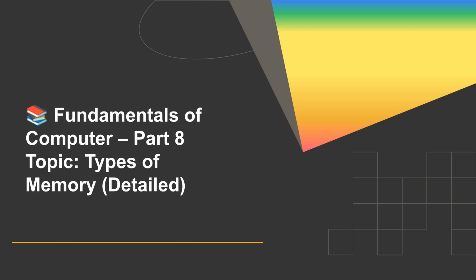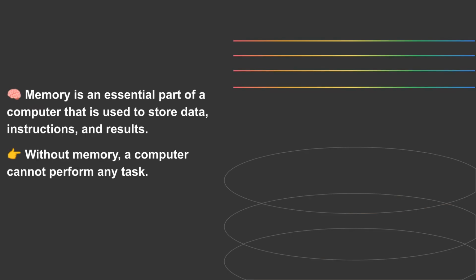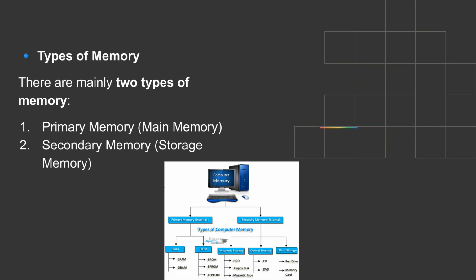In this video, we will dive into a detailed look at the different types of computer memory. Memory is a crucial part of any computer, essential for storing data, instructions, and results. A computer cannot perform any task without memory. Computer memory is primarily divided into two main types: primary memory, also known as main memory, and secondary memory, which is also called storage memory.